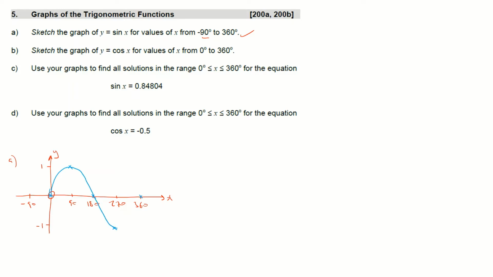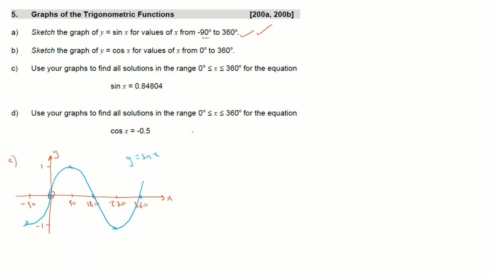I'll give it my best shot. Remember, it's a beautiful smooth wave. All right, remember, it's also negative 1 at negative 90, like this. This is y is equal to sine x. And that one's done. Okay.